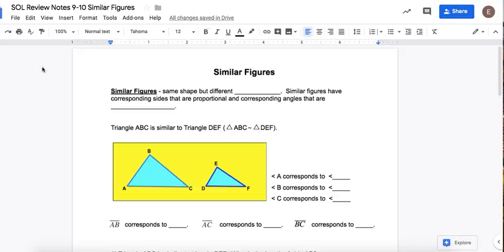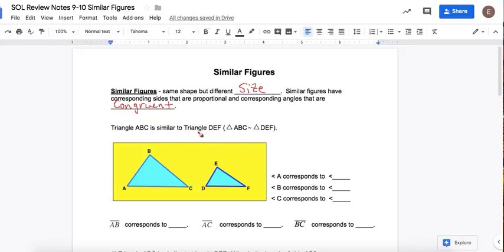So similar figures have the same shape but different size. Similar figures have corresponding sides, that means matching sides, that are proportional, and corresponding angles that are congruent. And by proportional, it means that the ratio of the corresponding sides are all equal.